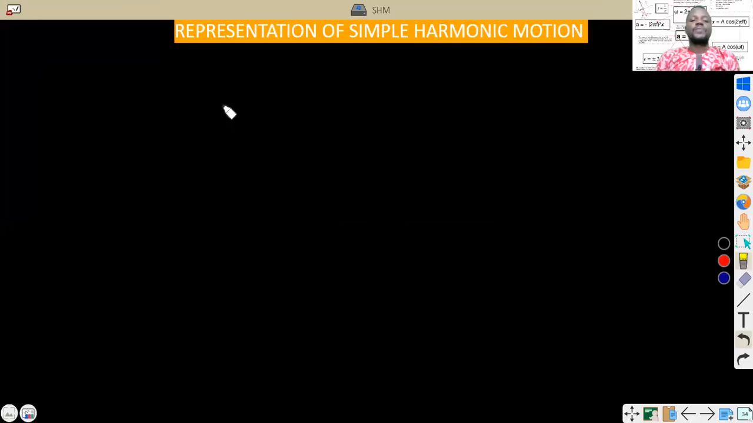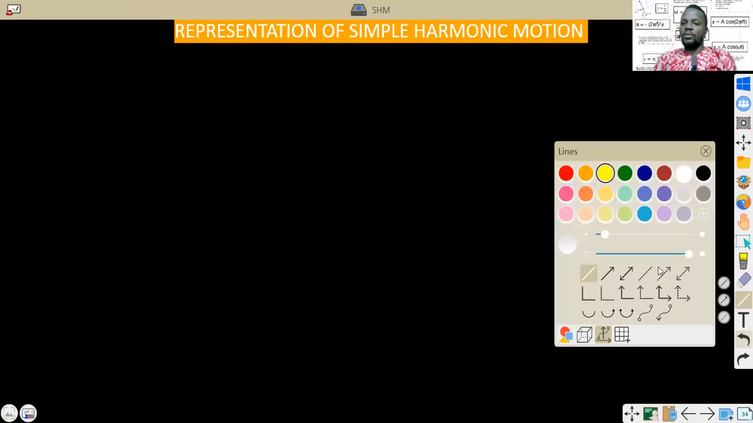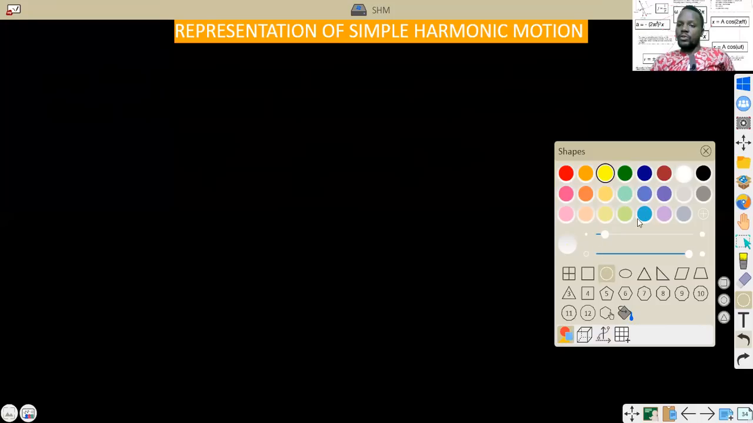Fine. Now, representation of simple harmonic motion. From what we have studied on circular motion, we've talked about a body undergoing circular motion and moving with constant speed, or constant angular velocity, if it is uniform circular motion. What we notice is that we can also represent simple harmonic motion in the form of uniform circular motion. Now, what am I trying to talk about, my dear students?